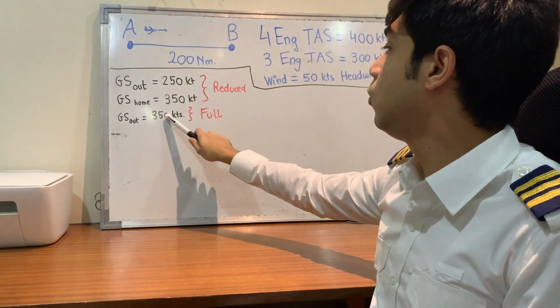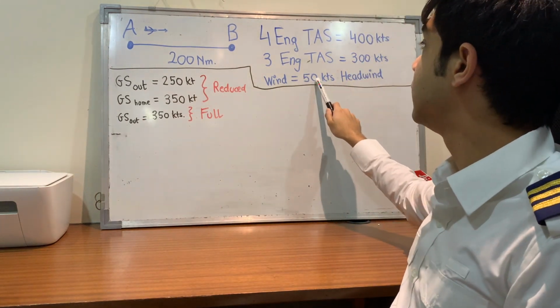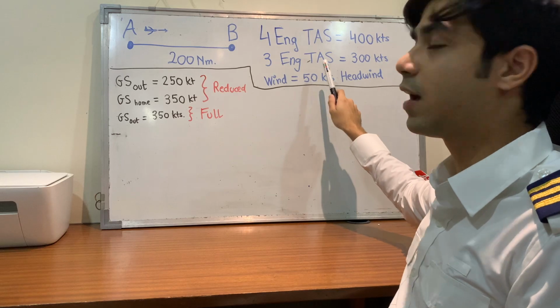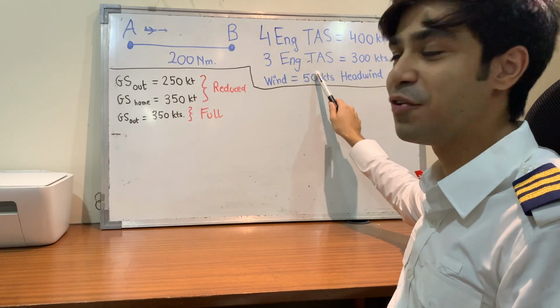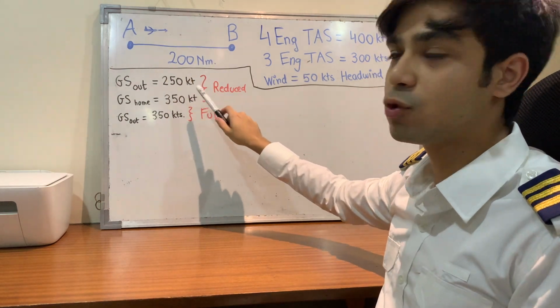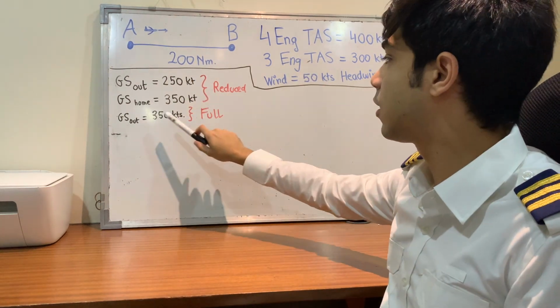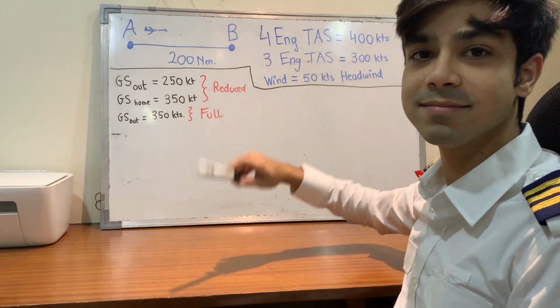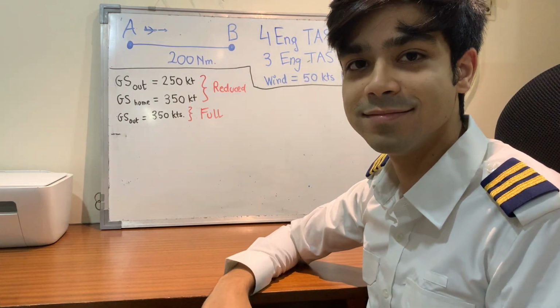And ground speed out is equal to 400 minus 50, which is equal to 350 knots. So as you can see, we calculated these two using the reduced TAS, and we calculated this using the full TAS. Now I'll solve further and show you all.